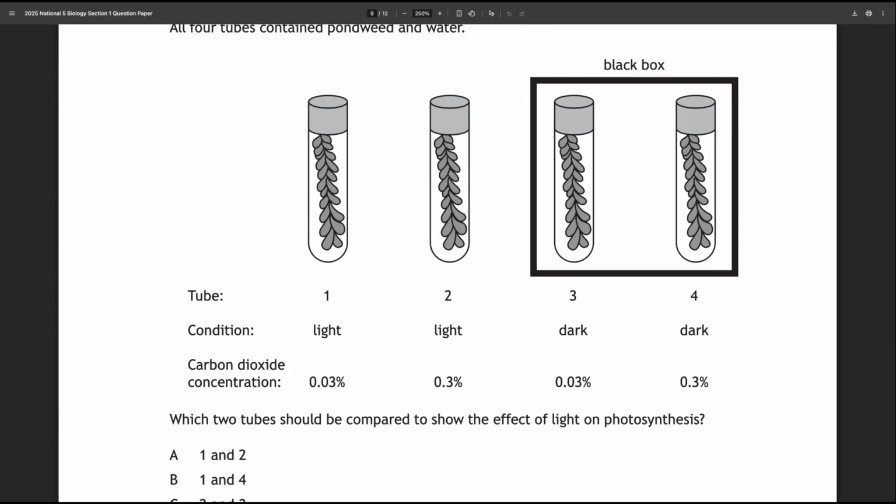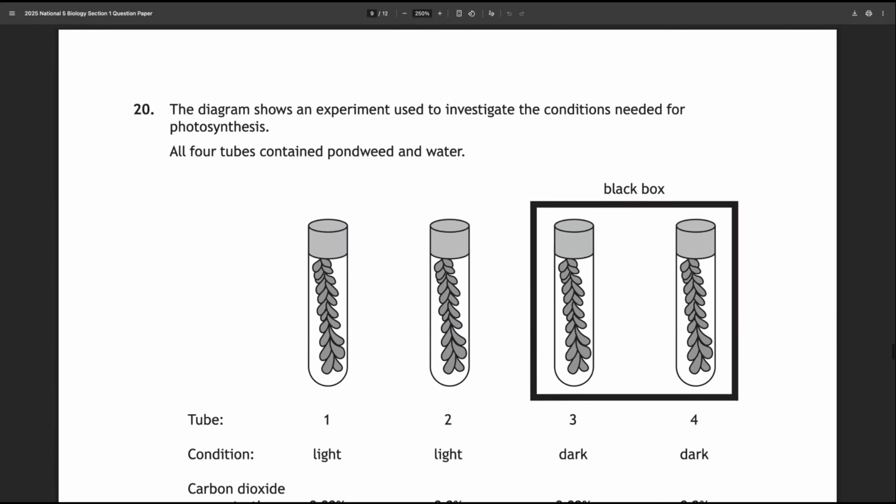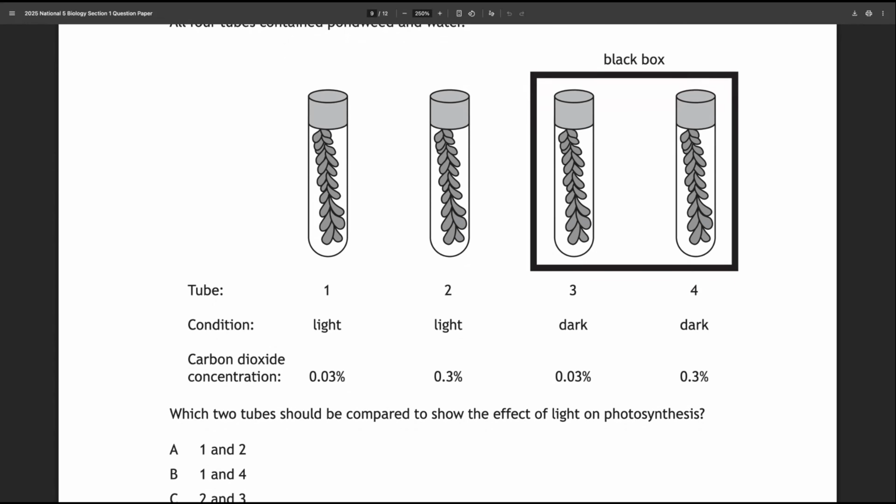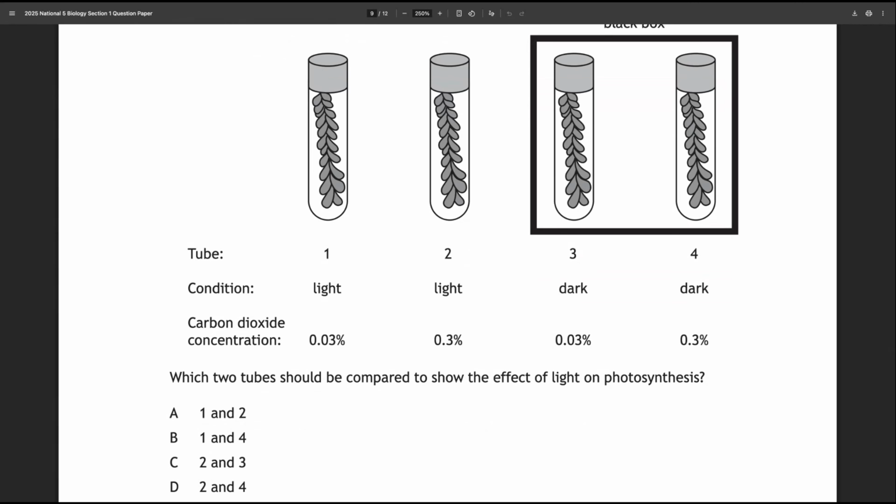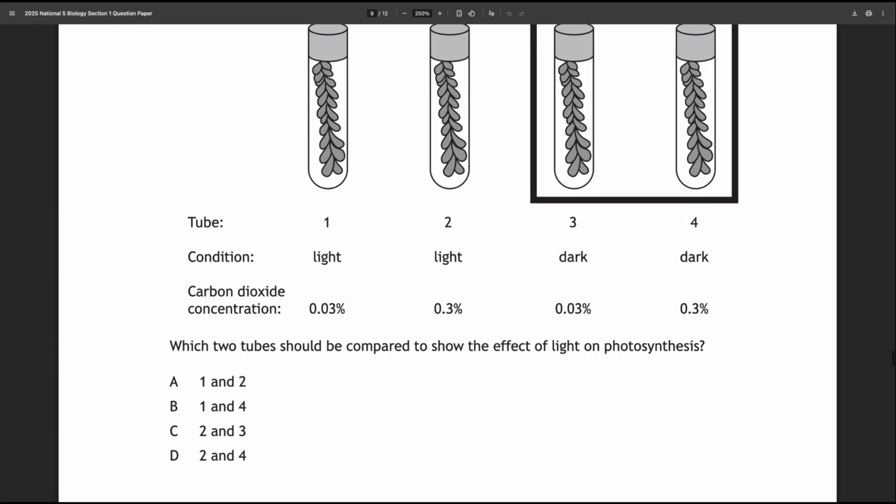So let's have a look at them. So 1 and 3, we have the same carbon dioxide concentration, and the only difference we can see there is between light and dark. And if we look at number 2, we can see the same thing. The same carbon dioxide concentration, but the difference between them is between the light and the dark. So we'll look at the options. Is 1 and 3 an option? Nope, it's not one of the options there. Even though we could compare them, it's not an answer. But 2 and 4 is an option. That's option D for this question. So therefore you'd go for D.